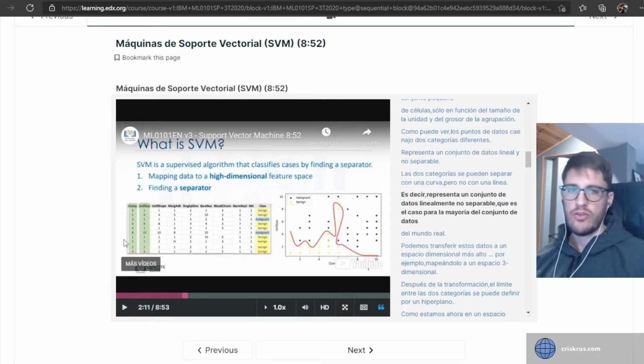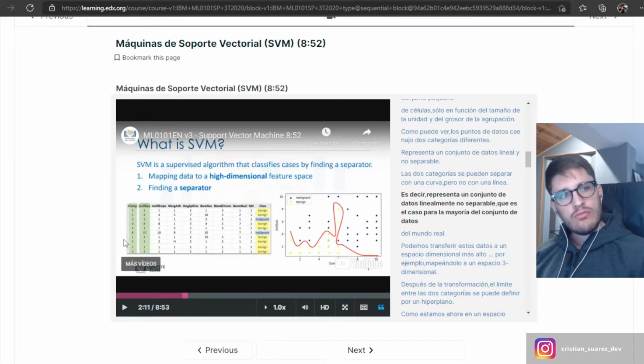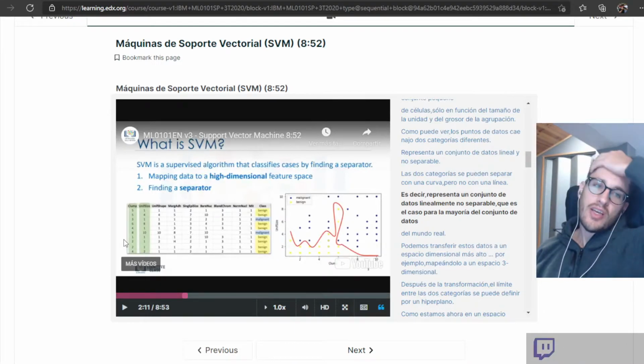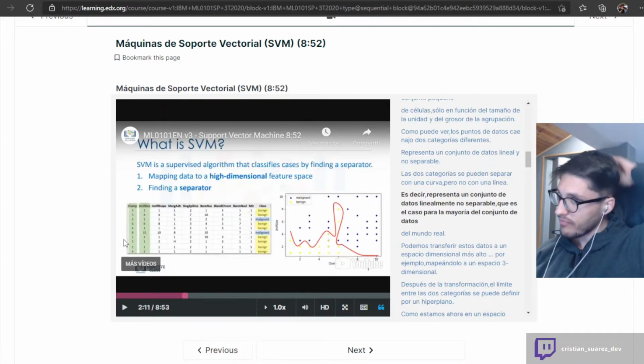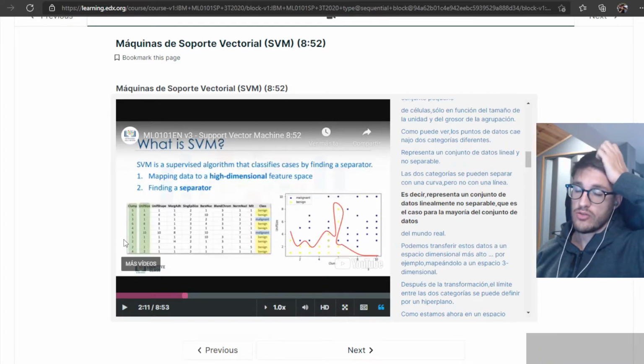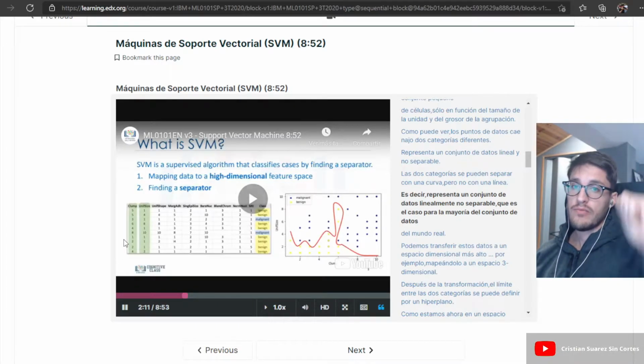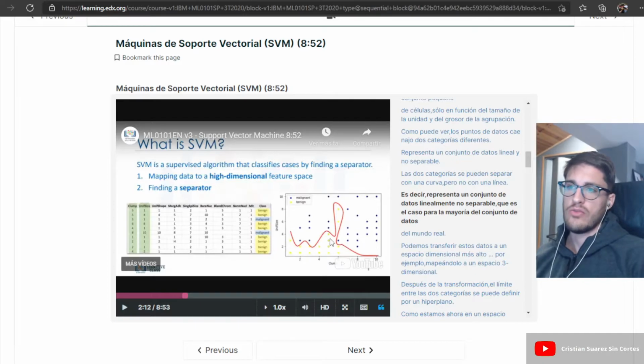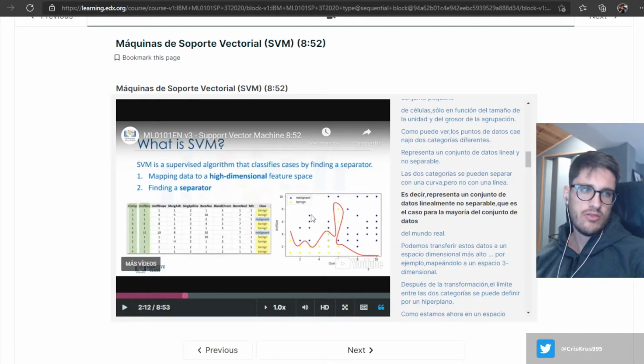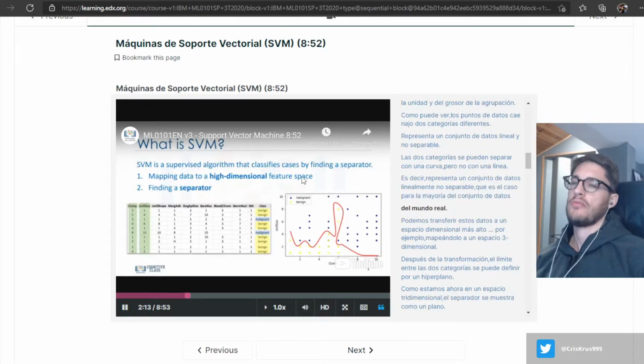Vale, y la cosa bonita de cómo funciona esto es que puedes separar dos conjuntos de datos de manera no lineal, ¿vale? Which is the case for most real-world data sets. O sea, hace un dibujo tramposo como este, no necesita hacer una línea recta. Vale.